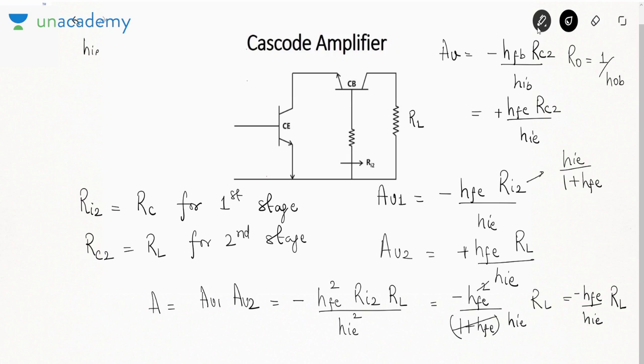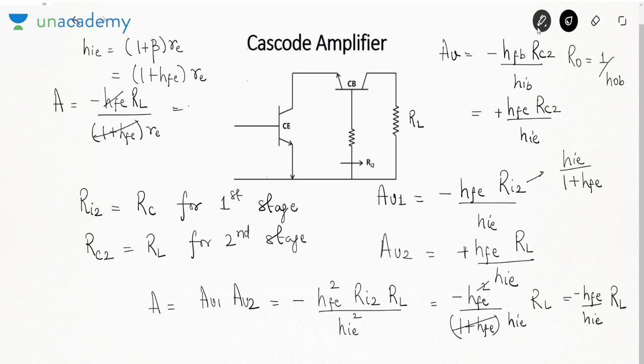Now HIE, I told you it is 1 plus beta RE, or you can say 1 plus HFE into RE. Beta is HFE. So this voltage gain overall is minus HFE RL over 1 plus HFE RE. These are approximately same. So it is minus RL by RE. The voltage gain being negative means there is a 180 degree phase shift between the input and the output signal. Okay. And the voltage gain is approximately equal to the voltage gain of a common emitter amplifier. That means the entire voltage gain is being provided by the common emitter amplifier.